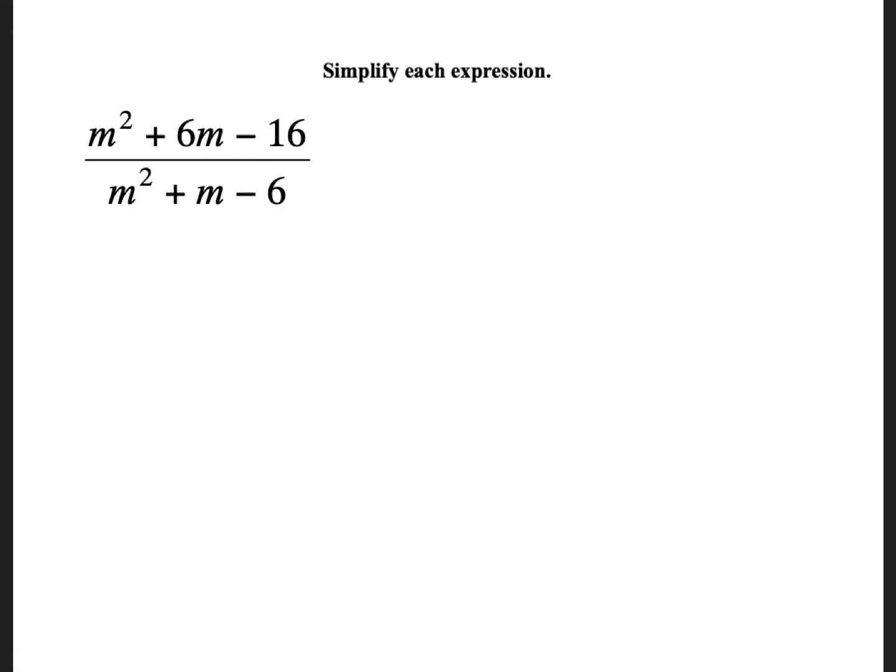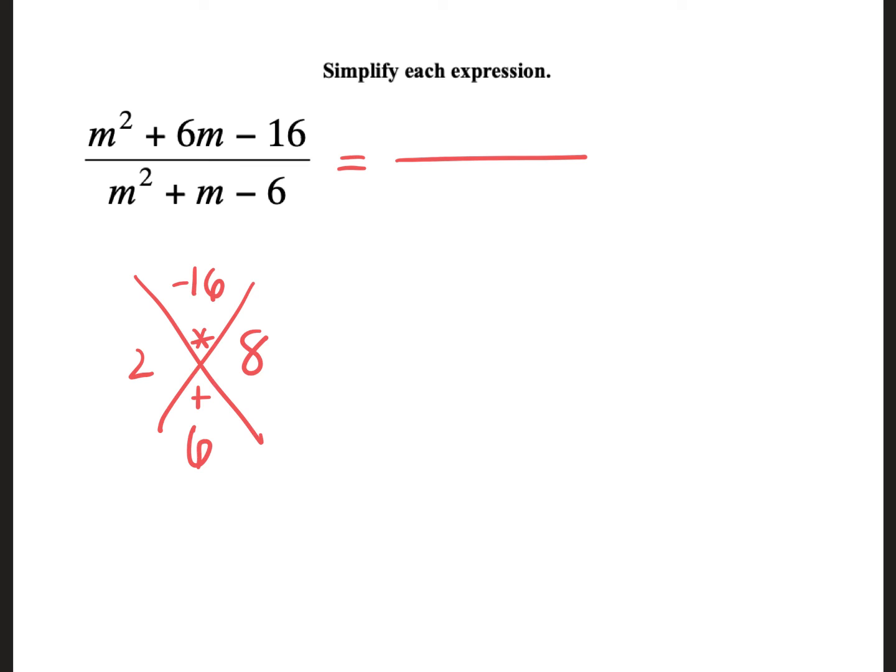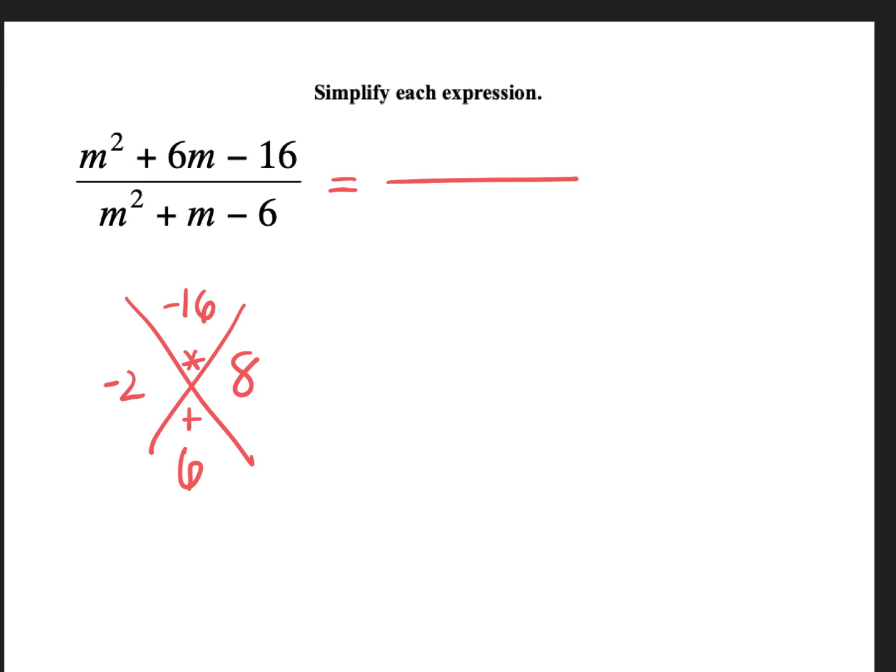For the third one, we have m squared plus 6m minus 16 divided by m squared plus m minus 6. Now, I can't cancel anything out right now because nothing's been factored. So we need to factor the top and the bottom first. For the top, again, I notice I have 3 terms, so I'm going to try to use the x method. I'm looking for something that multiplies to negative 16 and adds to 6. I know that 16 is the same as 2 times 8. And then if I want to combine those to get 6, I have to do 8 minus 2. Again, negative 2 times 8 gives me negative 16. Negative 2 plus 8 will give me 6.